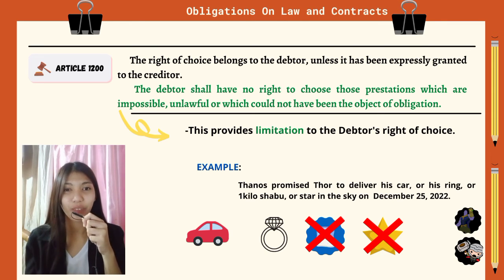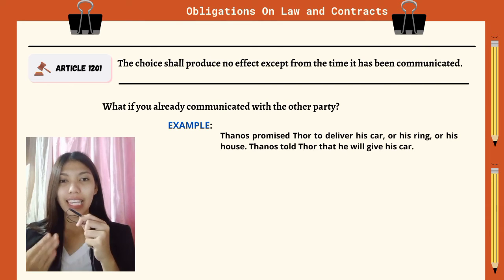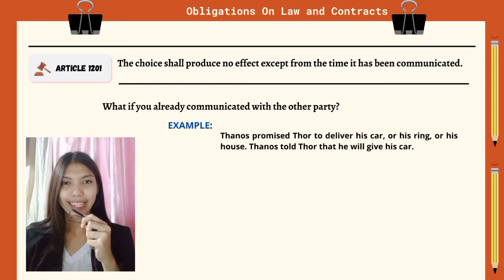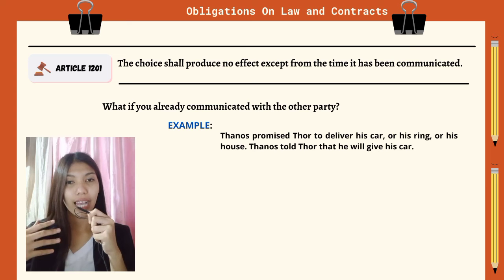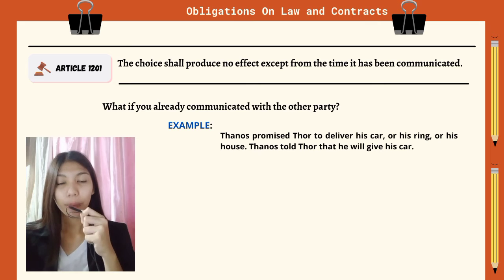So that's Article 1200. So now let's proceed to Article 1201. Article 1201 states that the choice shall produce no effect except from the time it has been communicated. Simply said, your choice of prestation has no effect if it has not been communicated to the other party. Meaning, the other party has not been given notice as to what prestation you have chosen to give to that person.